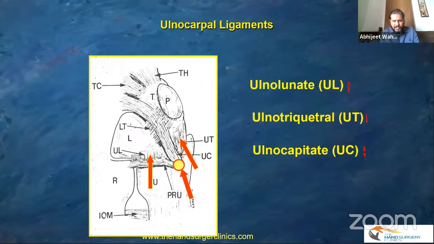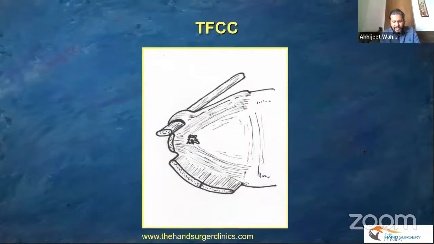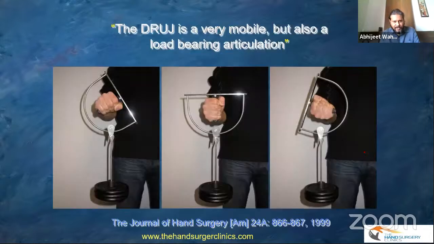Just to reiterate, you have the triangular fibrocartilage complex, you have the radial ligaments, you have the joint capsule, the ECU subsheath, and the ulnocarpal ligaments, which are the key ligaments in stabilizing the carpus on the forearm axis and stabilizing the DRUJ as the wrist and the forearm is carried through a range of movement.